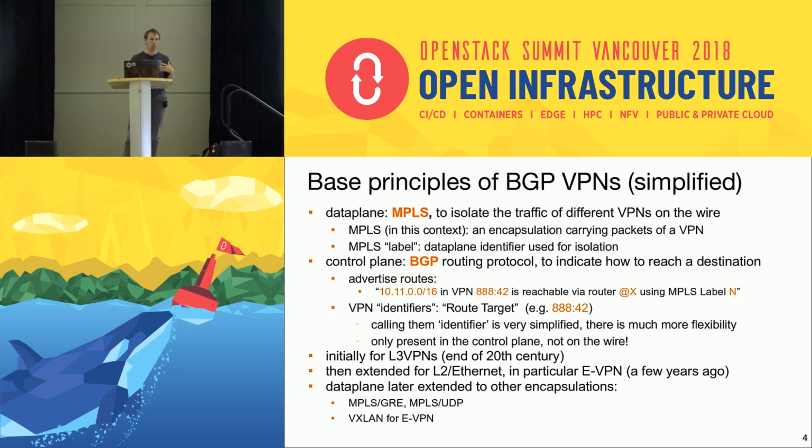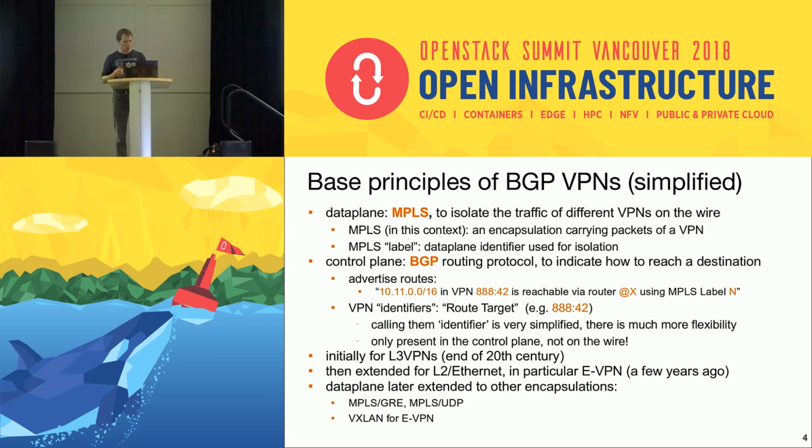BGP basically allows a router to say to another router how to reach a destination. In this case, since we are in BGP VPNs, the routes that we will have in the BGP protocol will typically say, well, hey, this prefix 10.11.0.0/16 in VPN foo, so we have a particular way of naming VPNs, is reachable via router X using a given MPLS label N. So this is the information that you will find in BGP routes.